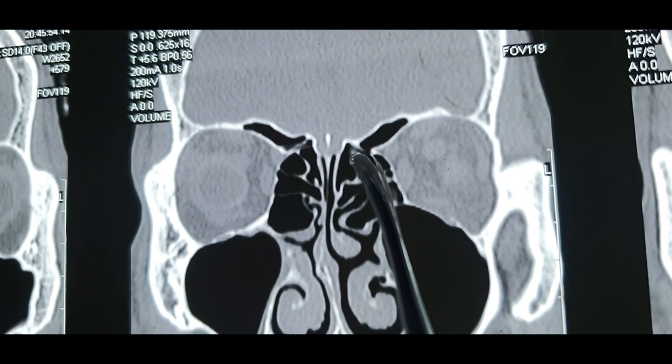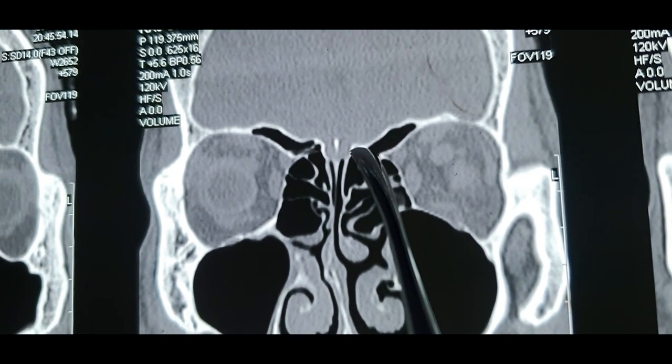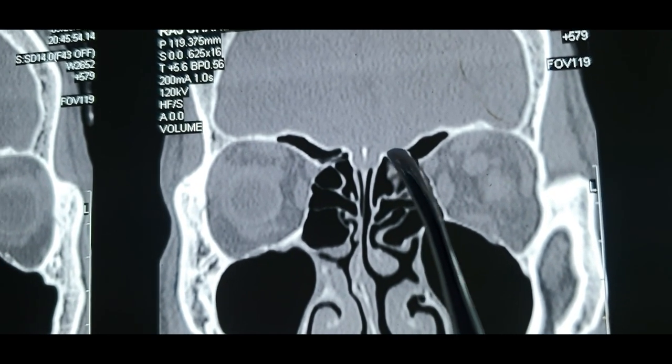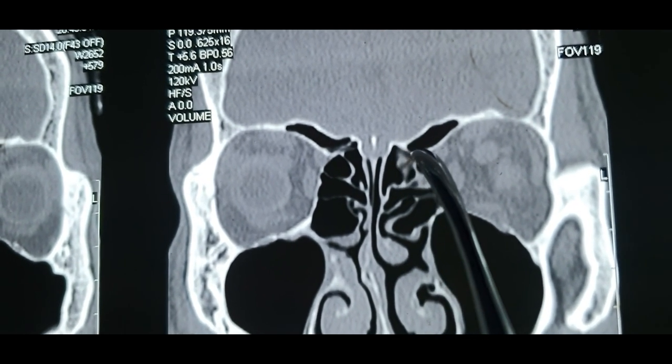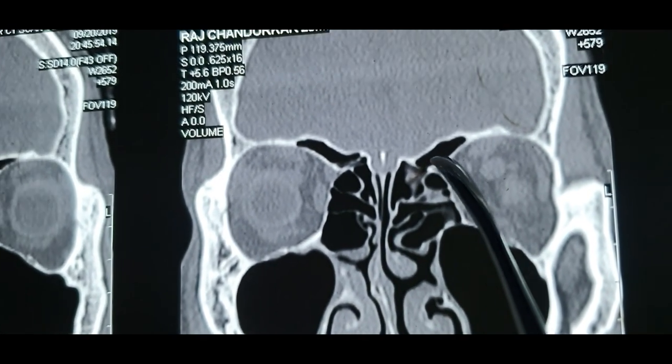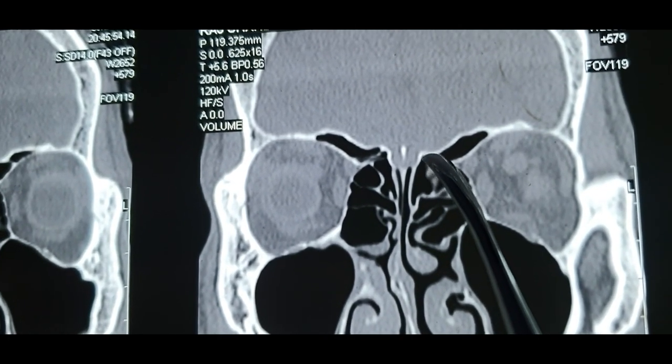Few millimeters below, you can see. So this is a cribriform plate. This is a lateral lamella. So the skull base, this is Keros type 2. So the skull base becomes a bit higher up. So this is a few millimeters distance between them. Otherwise, normally it should run in the skull base. This is a few mm below.